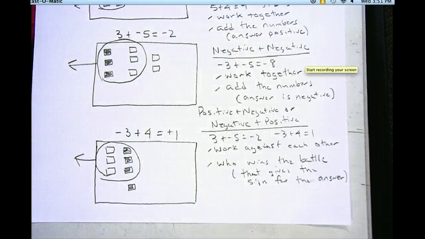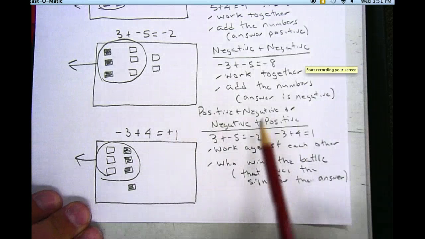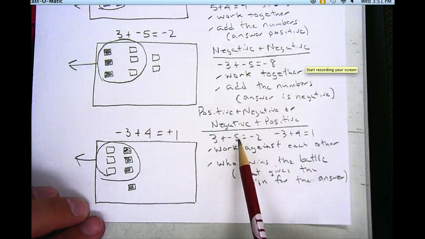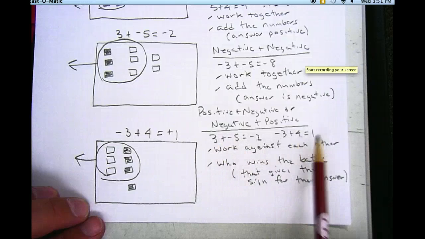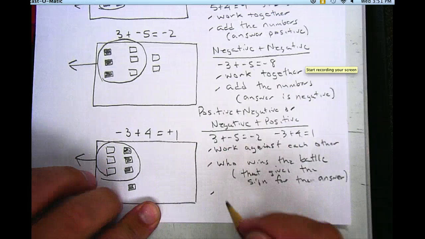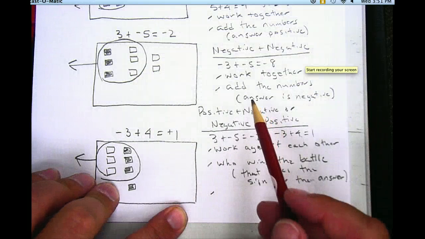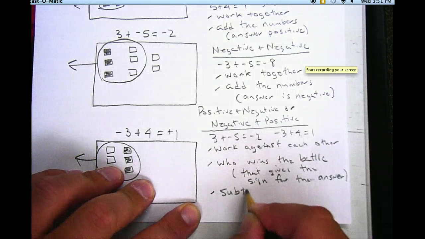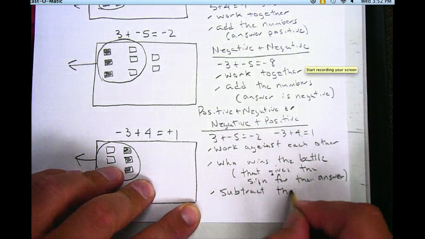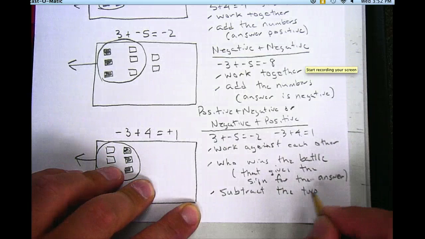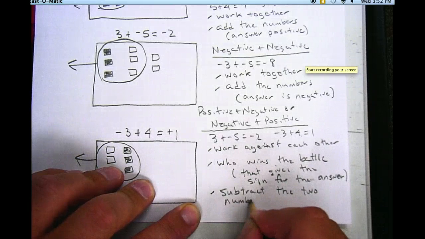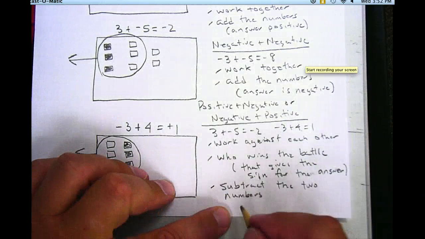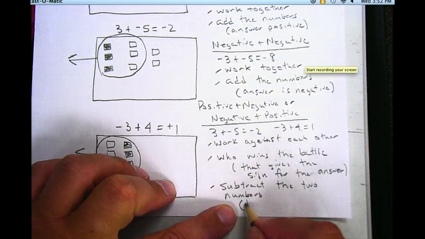Now how did I get the 1 and how did I get the 2? Well, what you notice is I'm just subtracting. 5 minus 3 is 2, 4 minus 3 is 1. So instead of adding like I did above in both of the cases where they work together, I subtract the two numbers. And that answer is going to be the number part of your answer. So that gives the number.